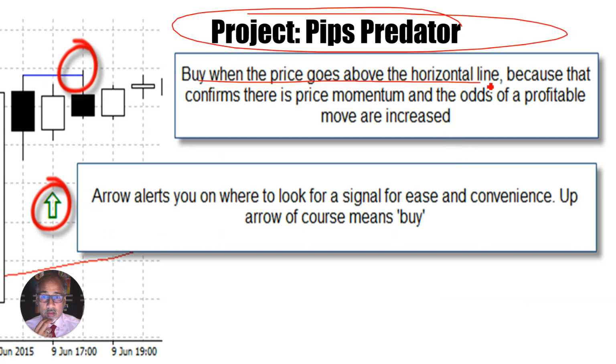Basically, buy when the price goes above the horizontal line, because that confirms this price momentum. Odds of a proper move have increased. That's it. Doesn't guarantee. Remember, there's no guarantees. It's to make your life a hell of a lot easier and force best practice, because all good trading software should enforce best practice, teach from the world's leading traders. It should make your life easier. Those are the two things it should do, and that's what it does.